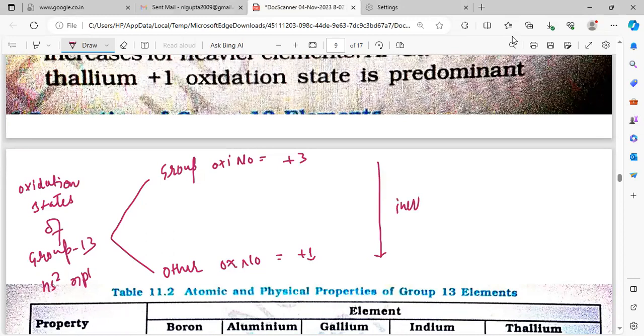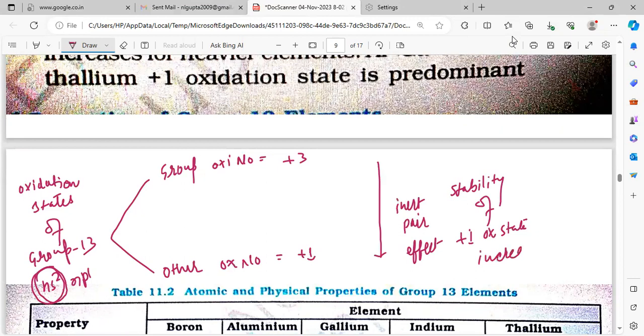Now, moving down the group, which effect is there? The inert pair effect. In the inert pair effect, the ns electrons do not participate in oxidation state. So down the group, the stability of the +1 oxidation state increases.